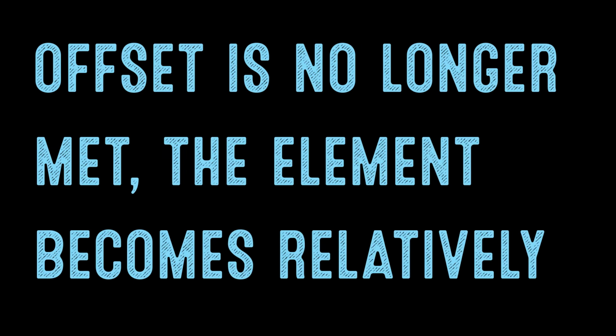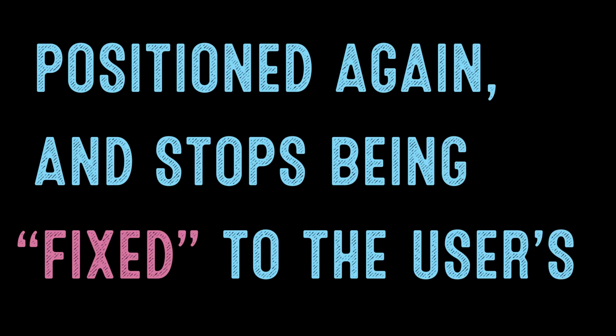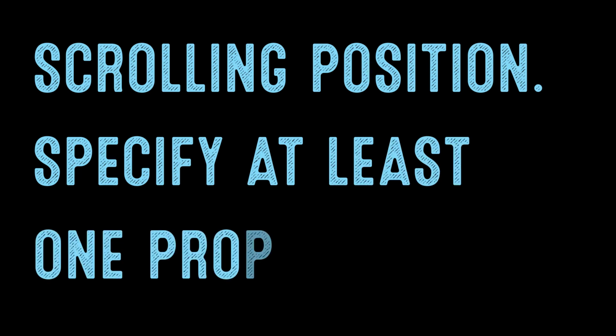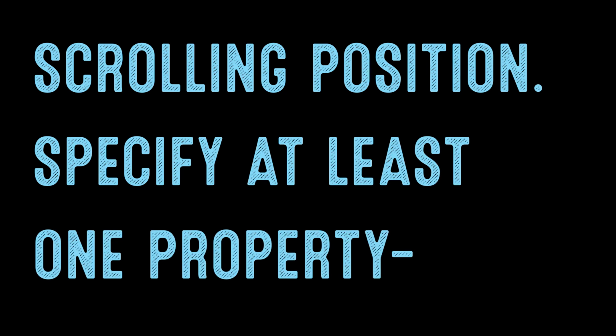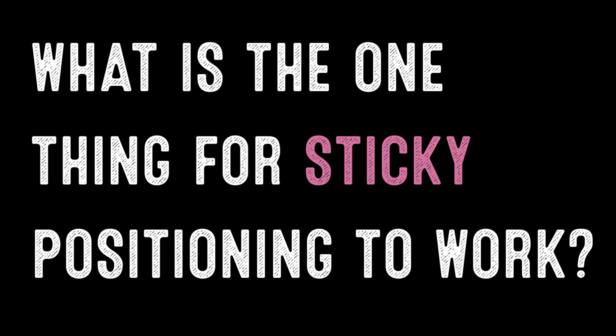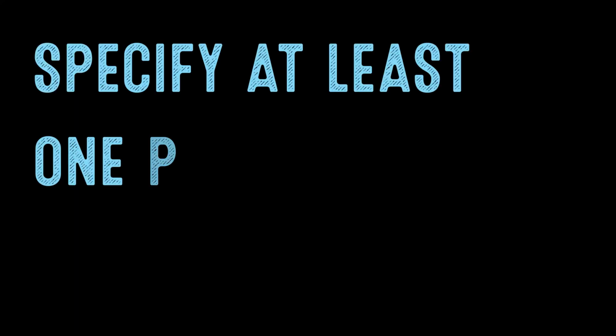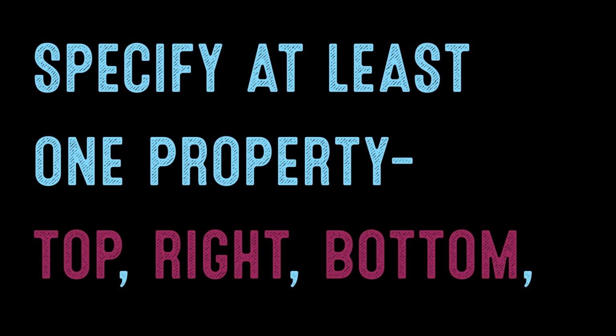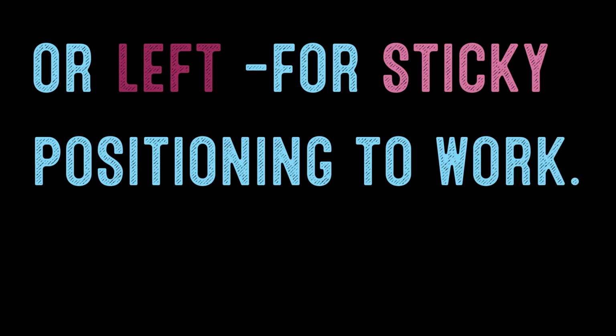Once the offset is no longer met, the element becomes relatively positioned again and stops being fixed to the user's scrolling position. What is the one thing for sticky positioning to work? Specify at least one property, top, right, bottom, or left, for sticky positioning to work.